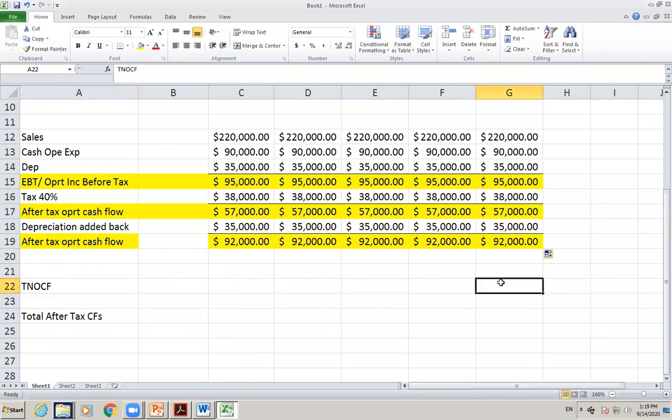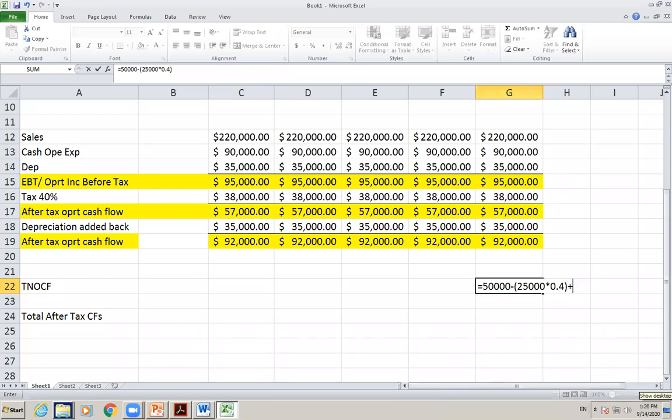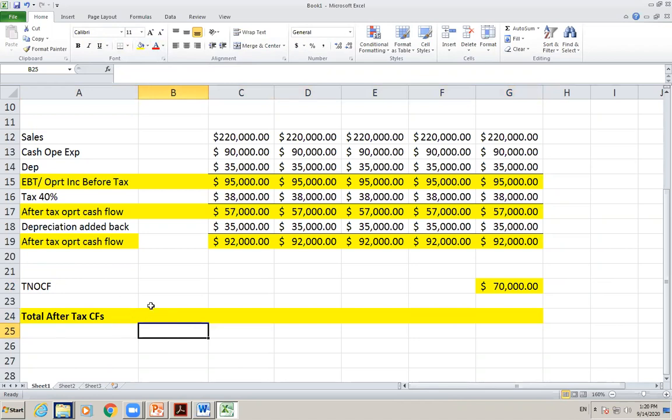So what we do here, we said 50,000, this is what we sell it for, minus our gain, which is 25,000. That amount should be taxed at 40%. 25,000 is our gain. Plus net working capital, 30,000. And the last part that we were going to do is the total after-tax cash flows.